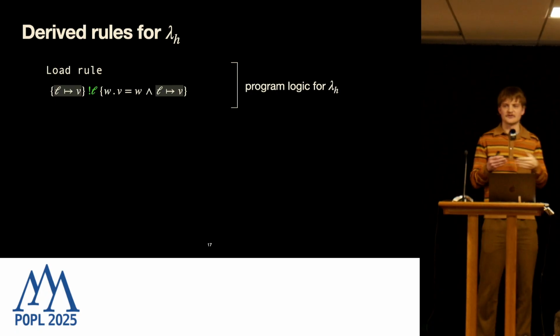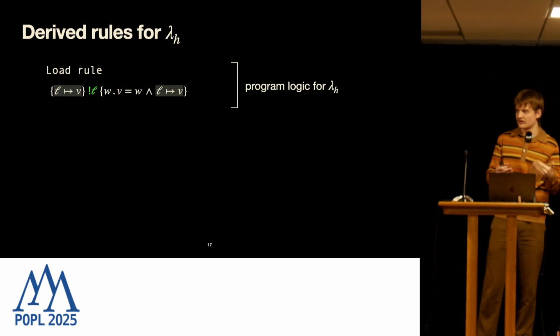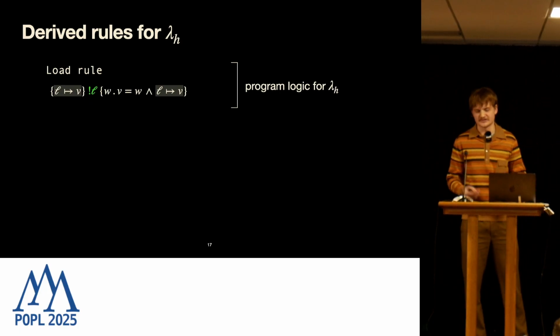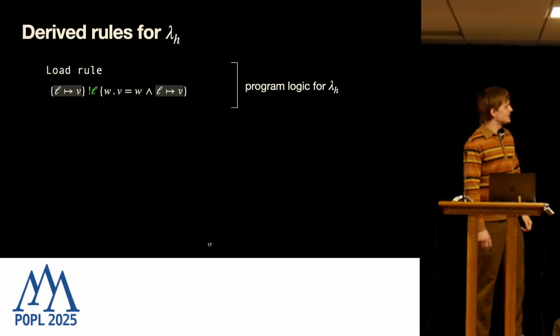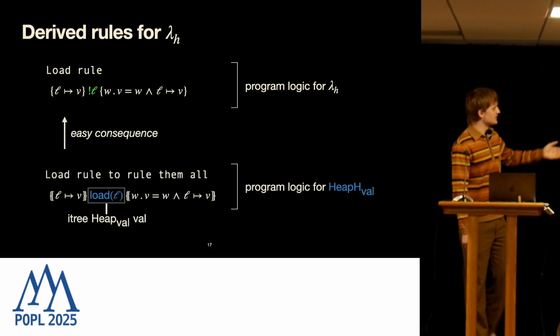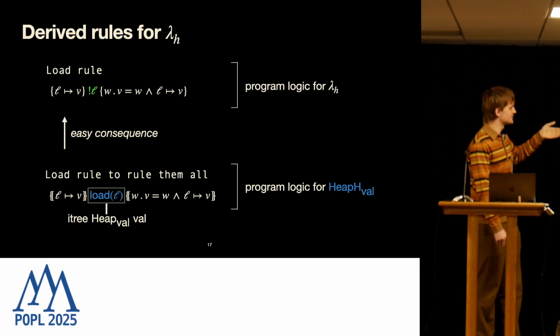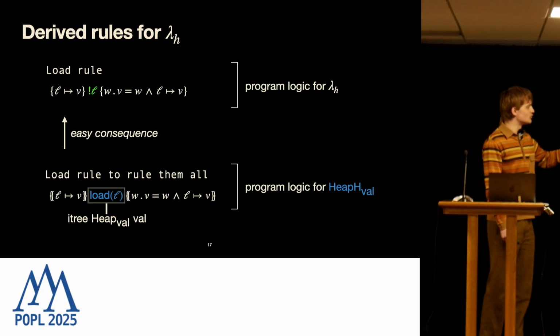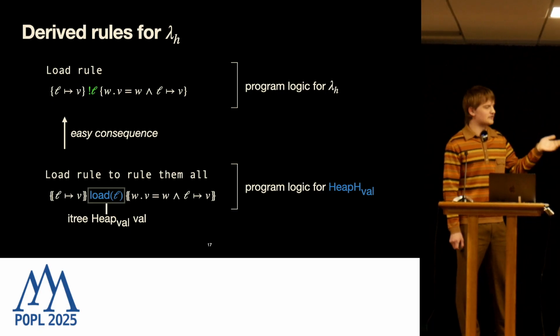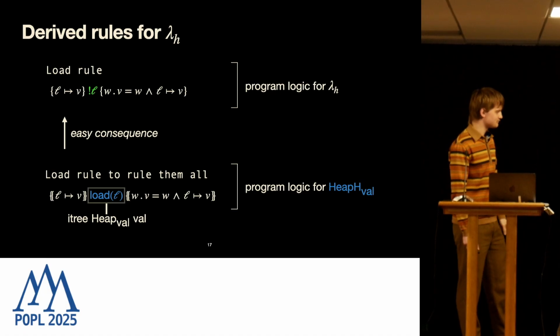Now, remember that we defined our Hoare triples as just a thin wrapper around an I-tree Hoare triple, or a language-agnostic Hoare triple, and therefore, it actually turns out that this load rule is an easy consequence of a more general load rule. I call this the load rule to rule them all. This rule is a part of the program logic fragment for the heap effect.